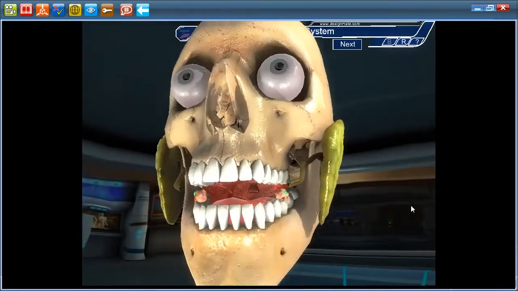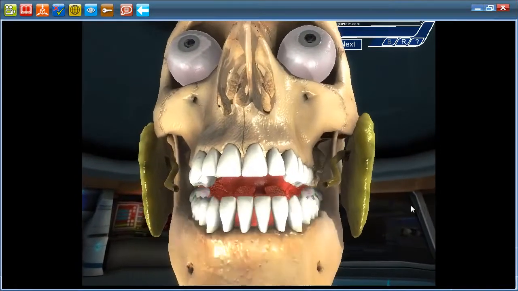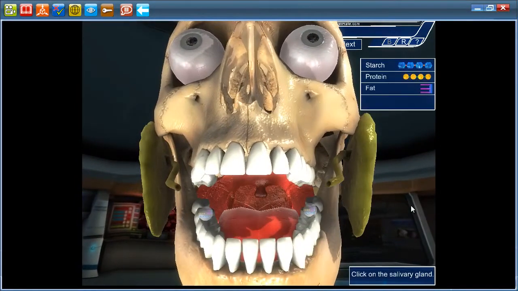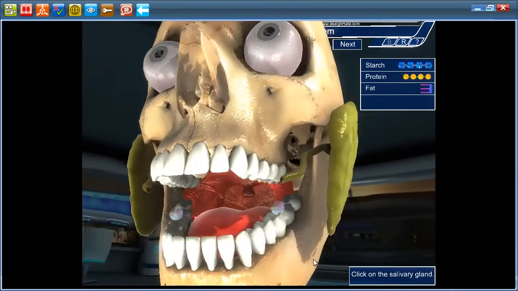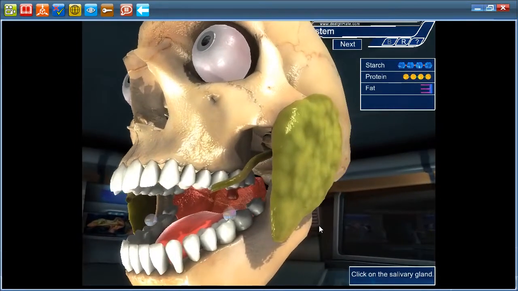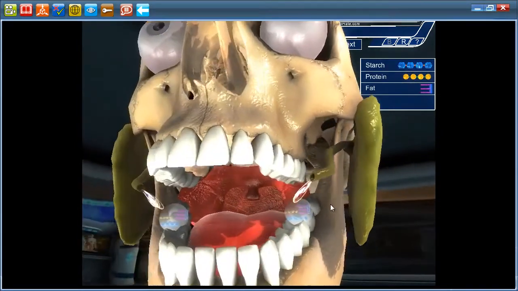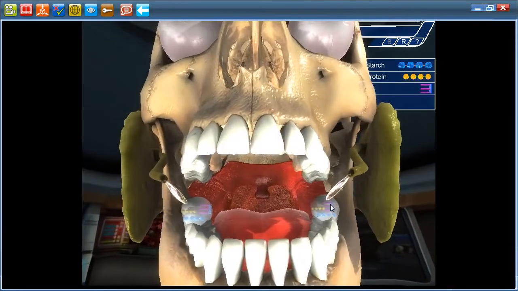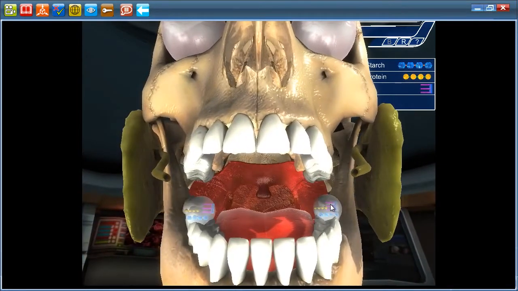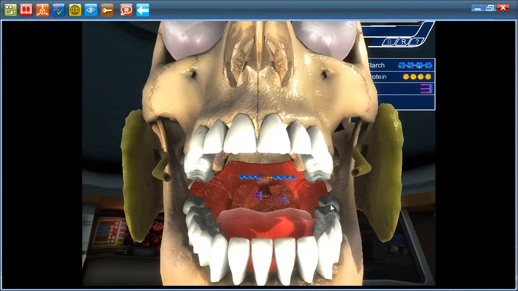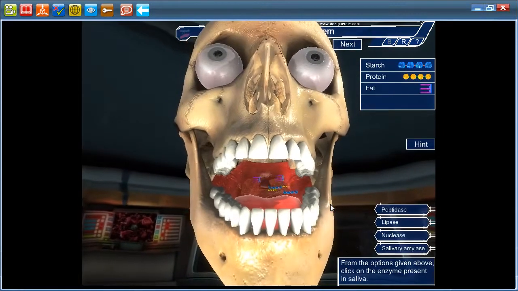As I select burger, it goes in my mouth and the first process of digestion, that is ingestion, starts. Now it asks me for the second instruction, that is, click on the salivary gland. So I click on the salivary gland here, as we had seen in the video. So with my click, the saliva comes out of the mouth and it acts on the food material. And after this, I have another instruction.